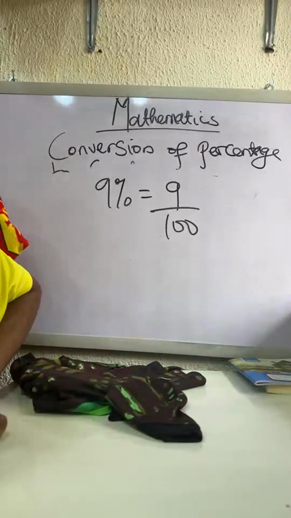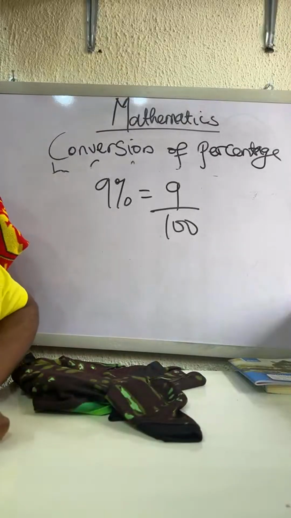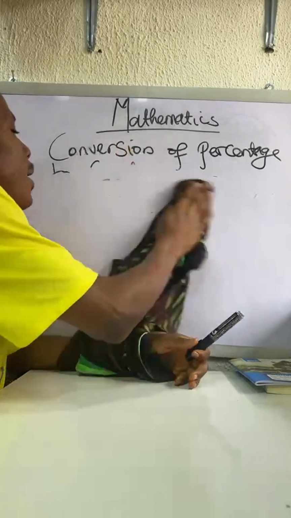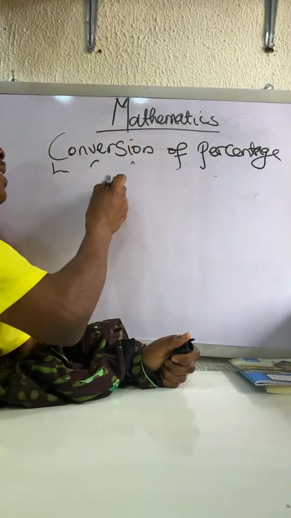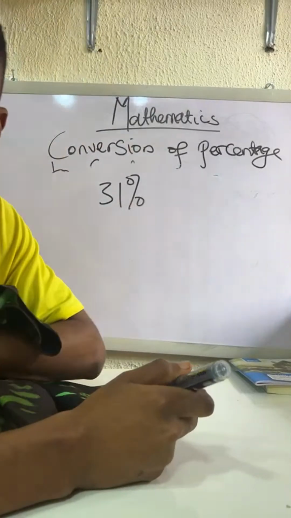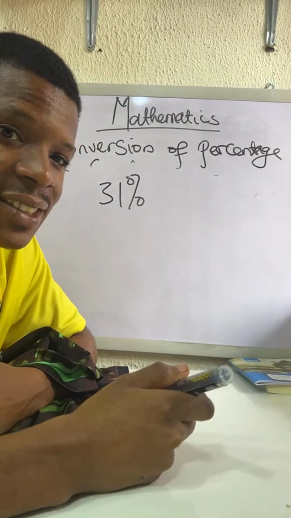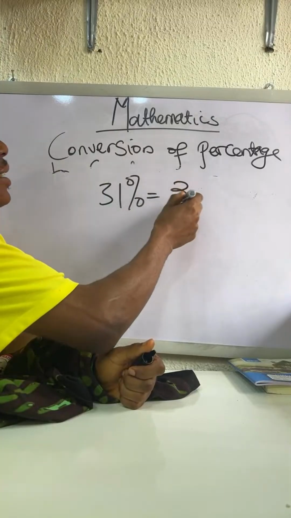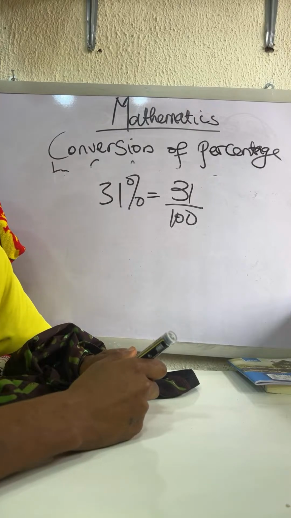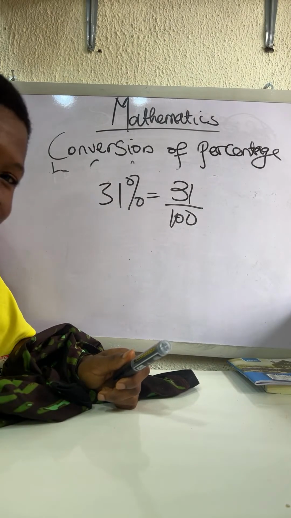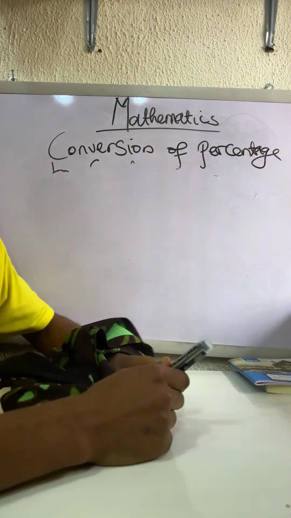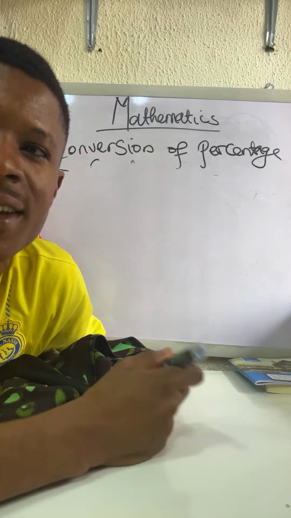Okay, good. So this one is very simple. The next one we have to look at is 31%. What is 31%? Can you guess it? 31 over 100. Is there any number that can divide them? No, there's no number that can divide them. So this is very simple and a bit tricky.